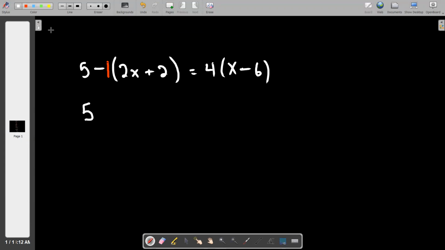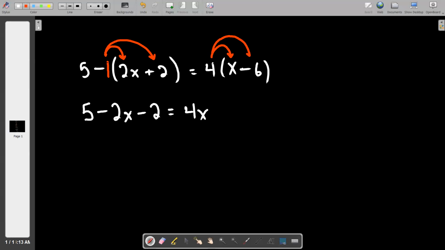Now, when we distribute the minus, what do we get for that first one there? We get minus 2x. And when we distribute the minus to the 2, what do we get? Perfect. And then on the right side, what's distributing through the parentheses over there? The 4. And what is 4 times x? Nice. And then the 4 has to distribute to the -6. And what do we get, Bryce? Definitely.